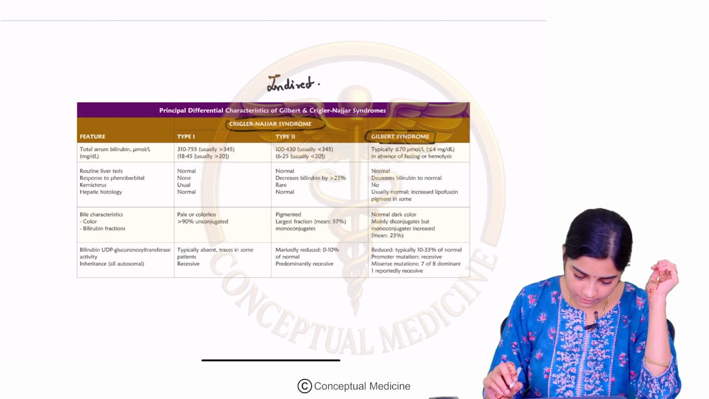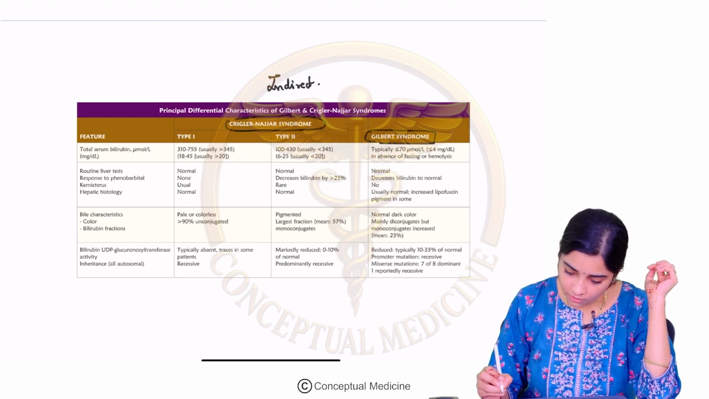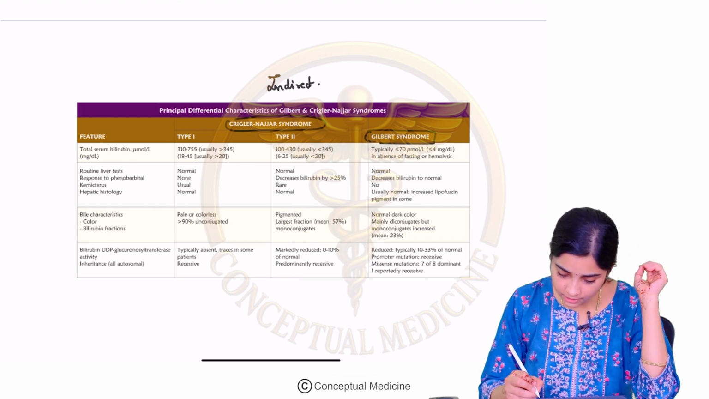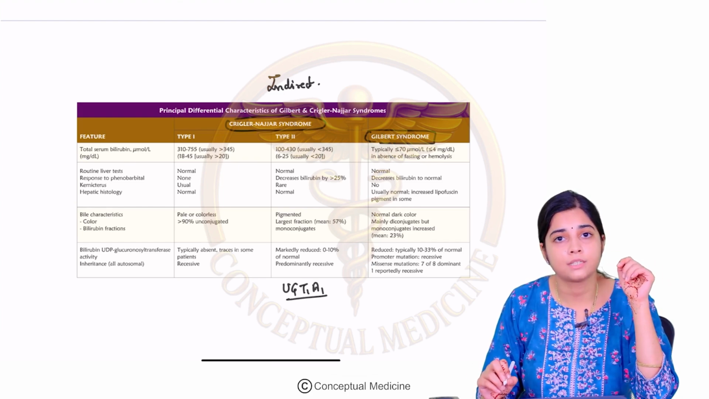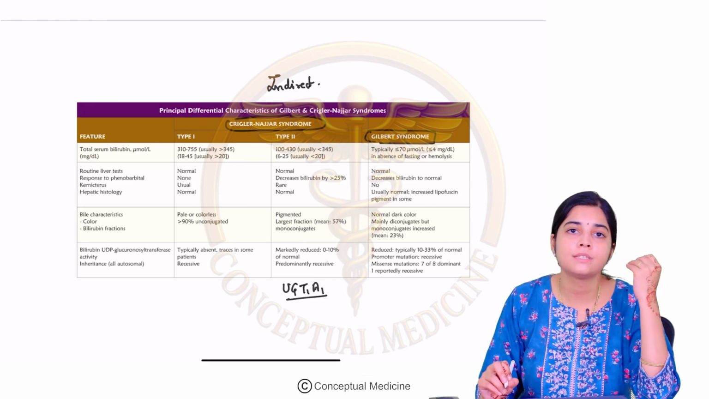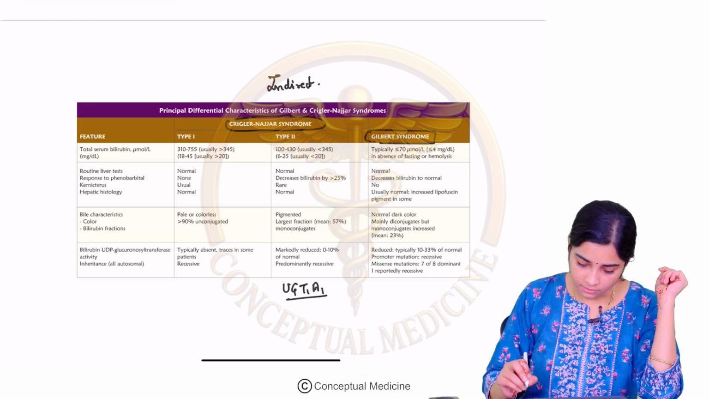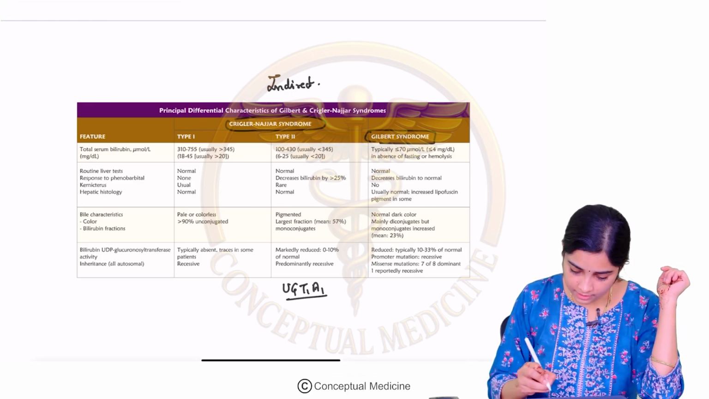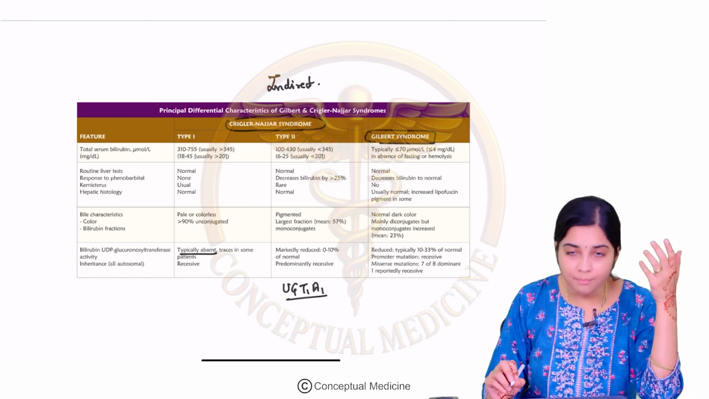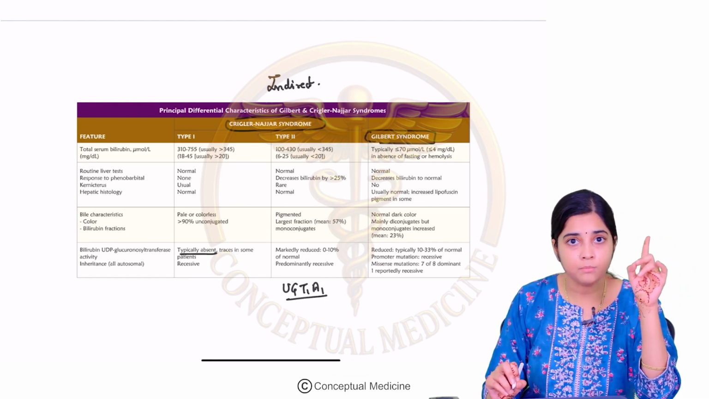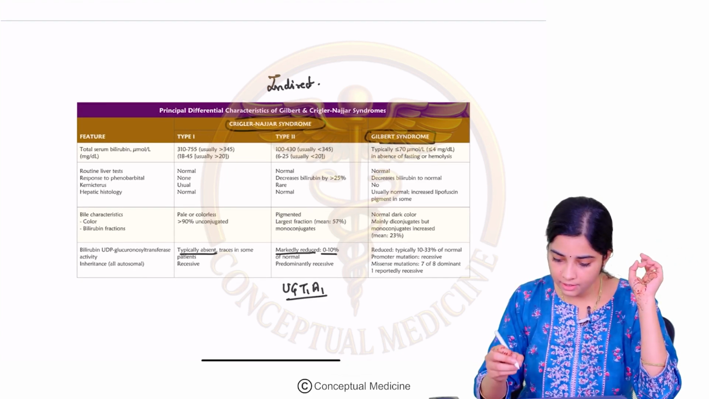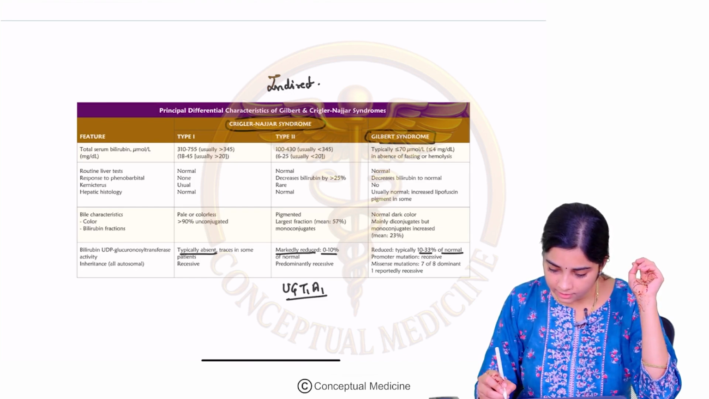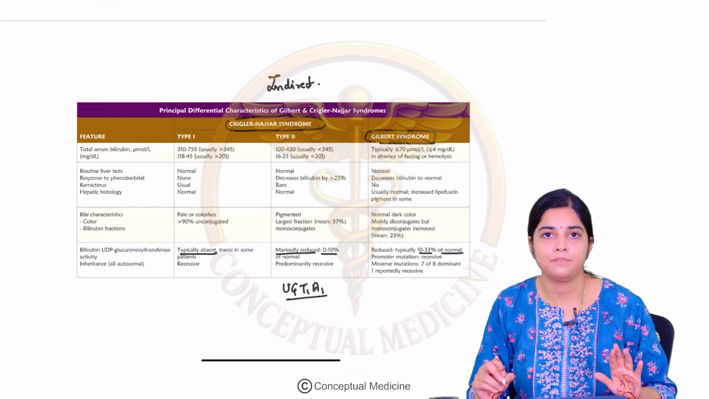The most important thing you should know is that all of them have a problem with the UGT1A1 enzyme, uridine glucuronosyl transferase, which is the conjugating enzyme. So there is a defect in conjugation. What happens in Crigler-Najjar? This enzyme is completely absent in Crigler-Najjar type 1. In Crigler-Najjar type 2, it is markedly reduced, only 10% is functioning. In Gilbert syndrome, 10 to 30% of the normal enzyme activity is present.